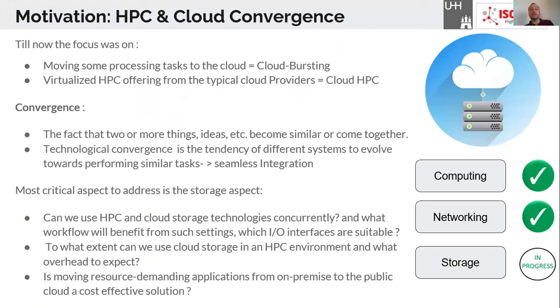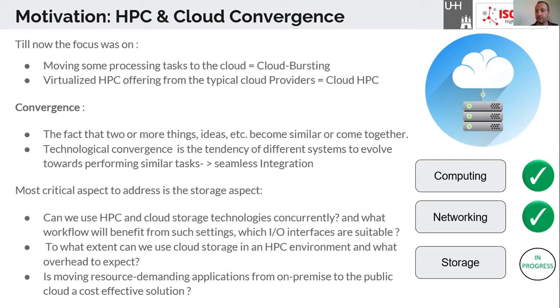Okay, very good. When referring to HPC and cloud convergence, most people think about moving some processing tasks to the cloud, which is known as cloud bursting, or they think about the HPC offering from typical cloud providers, also known as cloud HPC. However, let's get back to the definition of the term convergence. Convergence is the fact that two or more things become similar or come together. And from the technology point of view, it means the tendency of different systems to evolve towards performing similar tasks, eventually leading to a seamless integration.